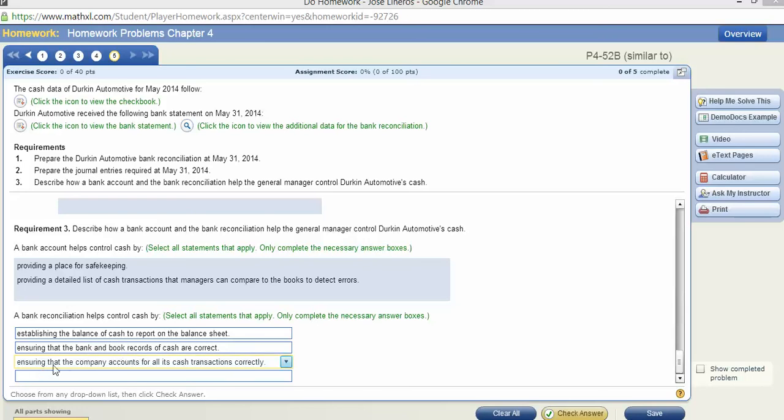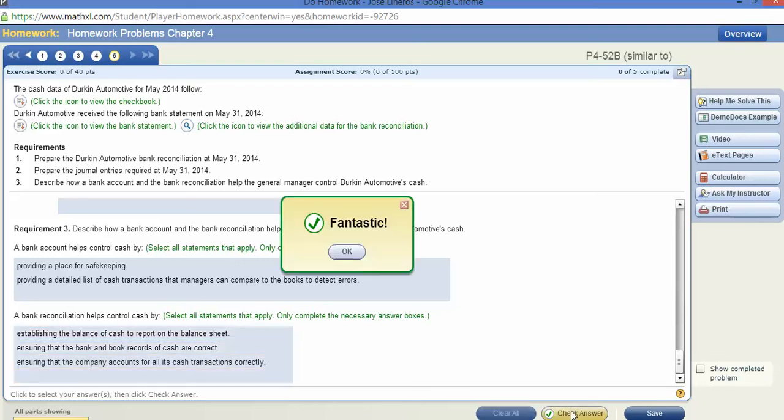The last thing it does is ensures that the company accounts for all of its cash transactions correctly. Notice it's all of its cash transactions. So you could screw up an accounts receivable, you could screw up an accounts payable, you could book an accounts payable when you should have booked a receivable. I mean, you can do all sorts of things, but inside explicitly the cash account, one of the things it does is it lets you make sure all your cash transactions at least are right. Whether the other side of the entry got accounted for correctly or not is another completely different question.